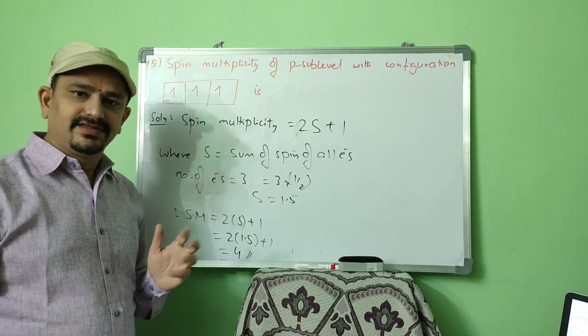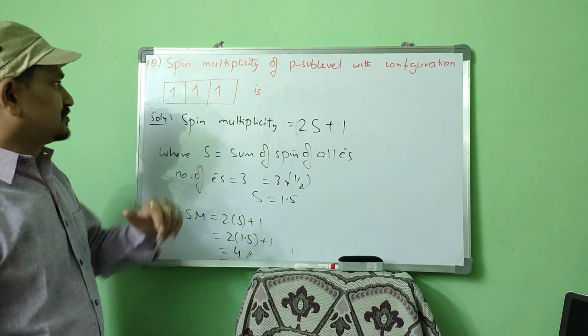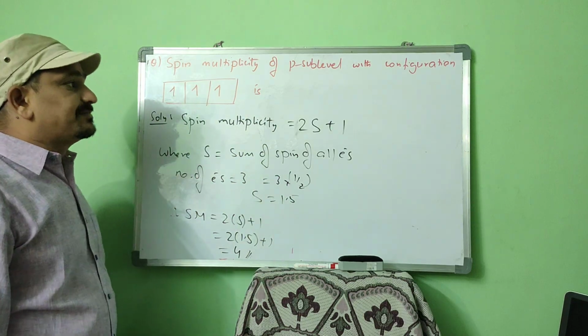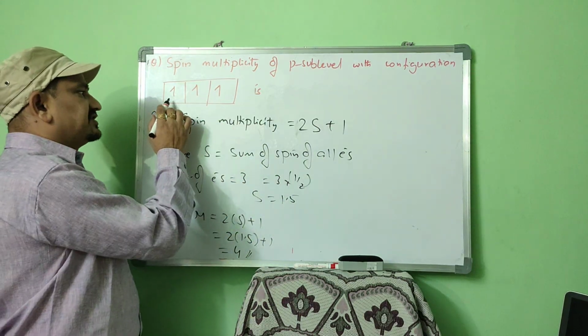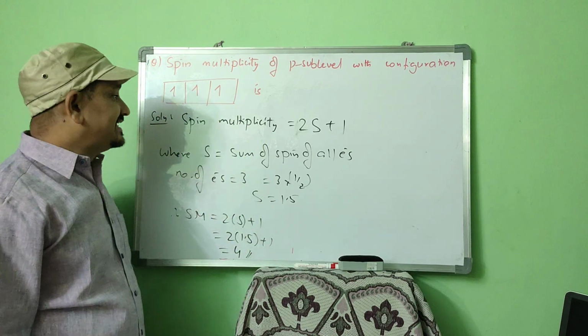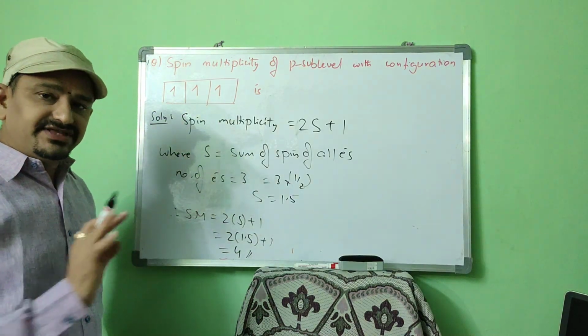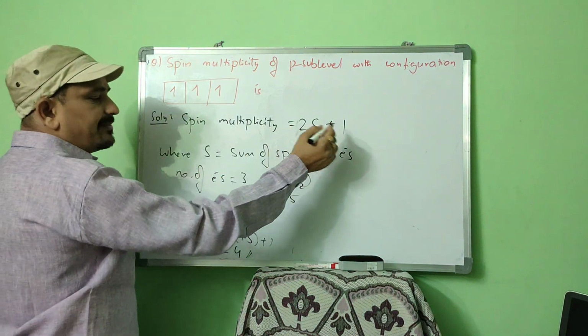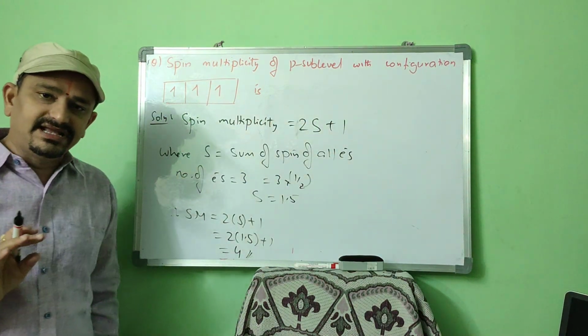Yes, right? So this is our next question. It is about spin multiplicity. Spin multiplicity of a p sub shell or p sub level with configuration having 3 unpaired electrons. Whenever this sort of question is given, spin multiplicity means 2 into capital S plus 1.